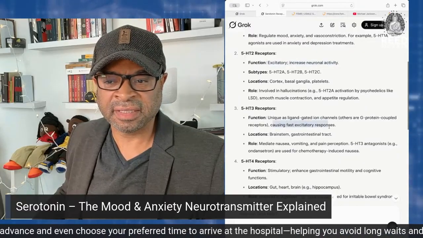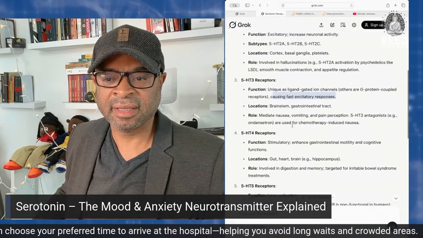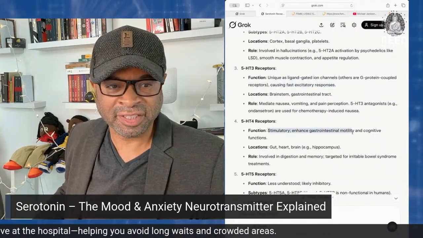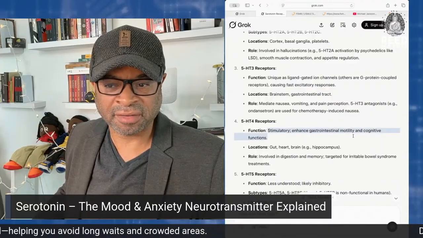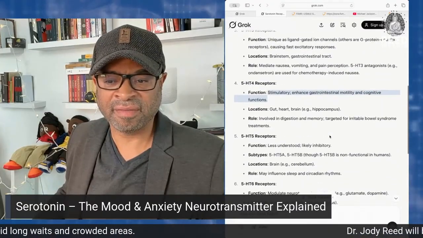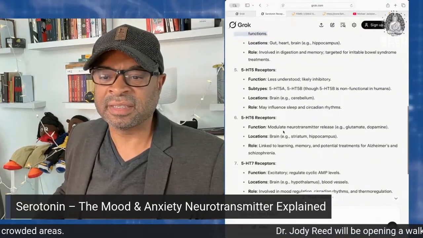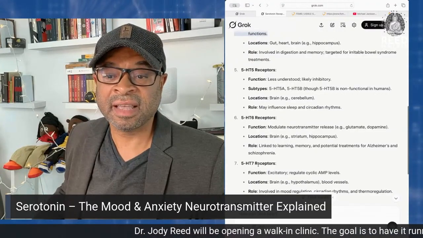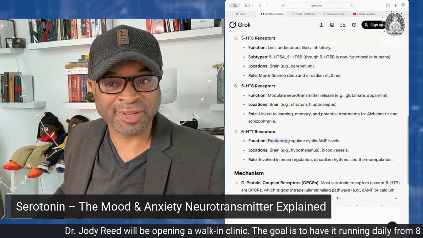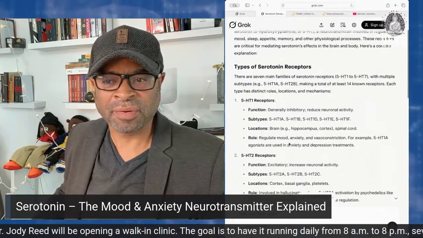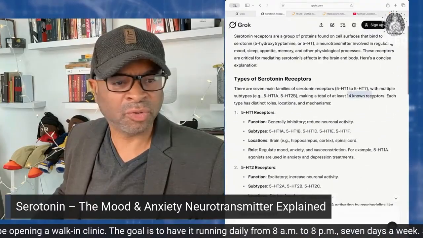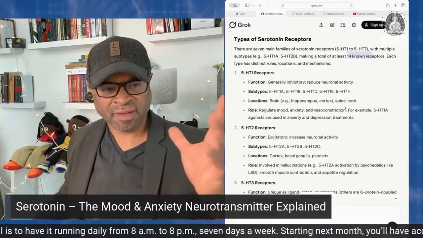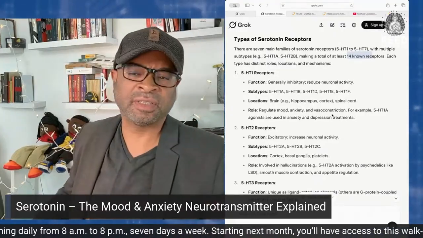They cause the fast excitatory response. 5-HT4 is stimulatory, enhancing GI motility and cognitive function. 5-HT5 is inhibitory. And I think the 6 is excitatory too, but I'm not sure about this one. 7 is excitatory. So remember, 14 total receptors, 2 categories: 1 and 5 are inhibitory, and the other ones are sort of excitatory.